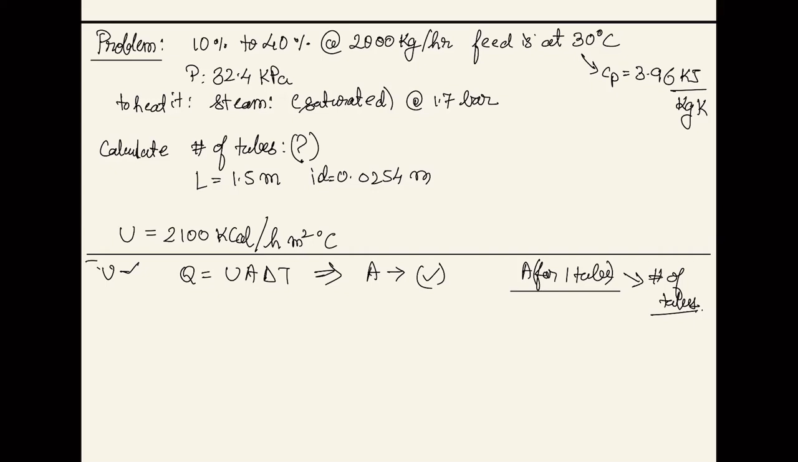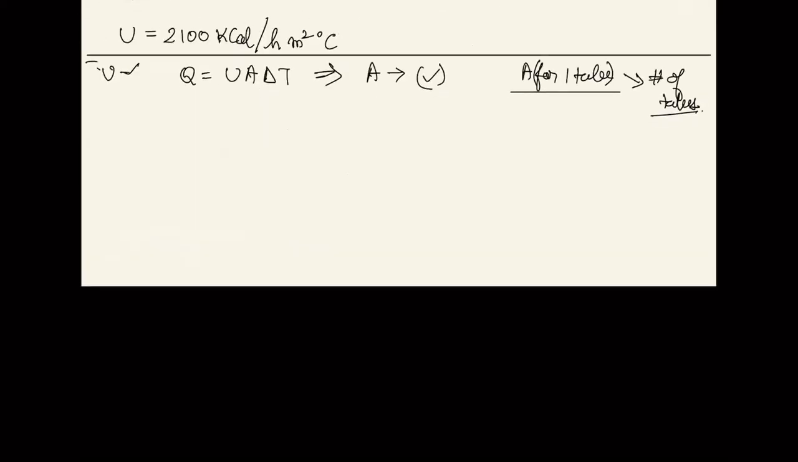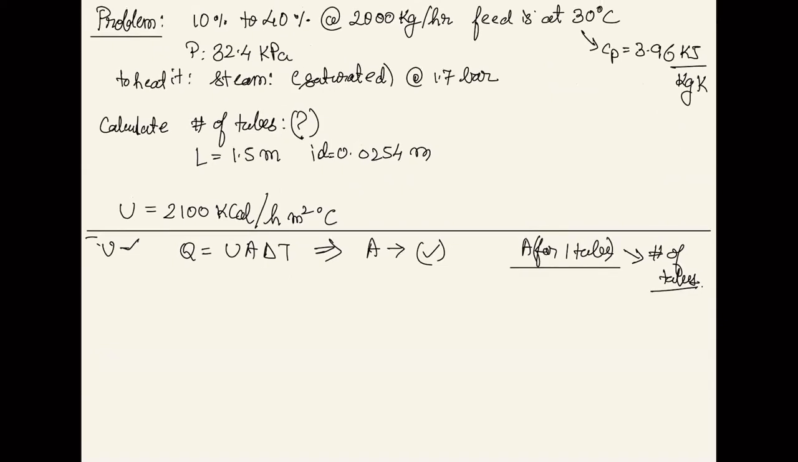So for doing this, I start off with Q = UA ΔT. The ΔT will be the temperature of the steam minus the boiling point of your feed. U is given to you. A we will find out. Q we can independently find out by doing an energy balance. Then once I know A, I know the area of one tube, so I can find out the total number of tubes.